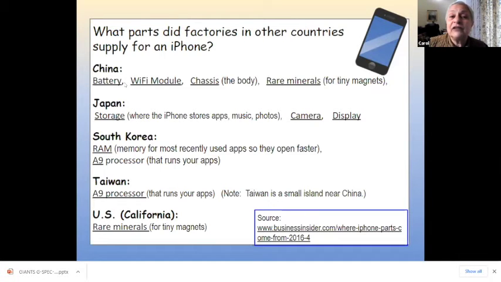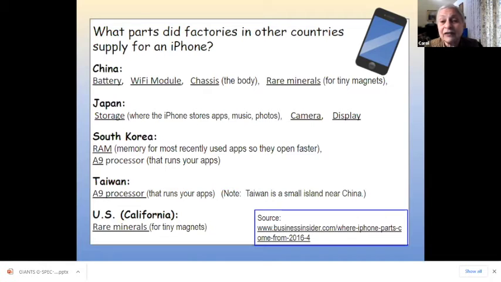From different places in China come batteries, something called the Wi-Fi module, the body, kind of the outside of the iPhone, and rare minerals that make the tiny magnets that are used inside of our iPhones. But the camera and the display and the chips inside the iPhone that our photos are stored on come from Japan. South Korea makes memory that helps our apps open up faster and processors that run the apps.